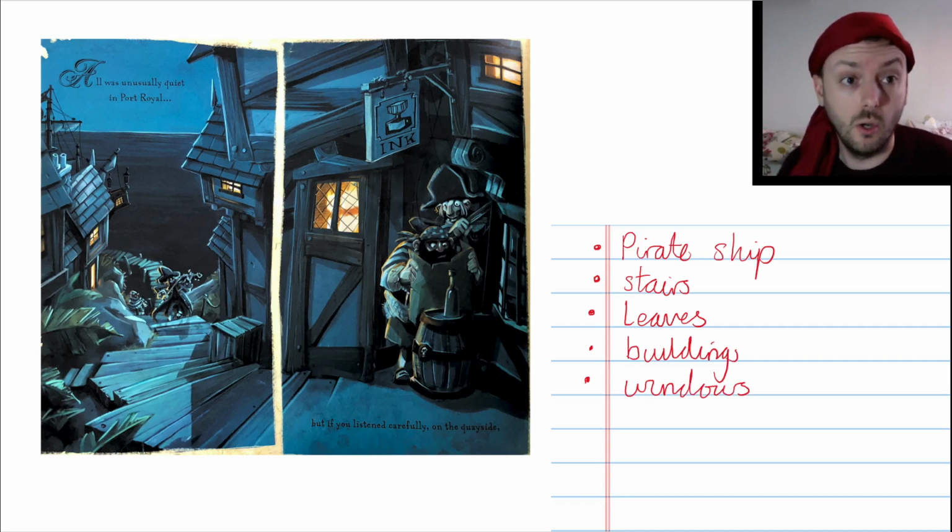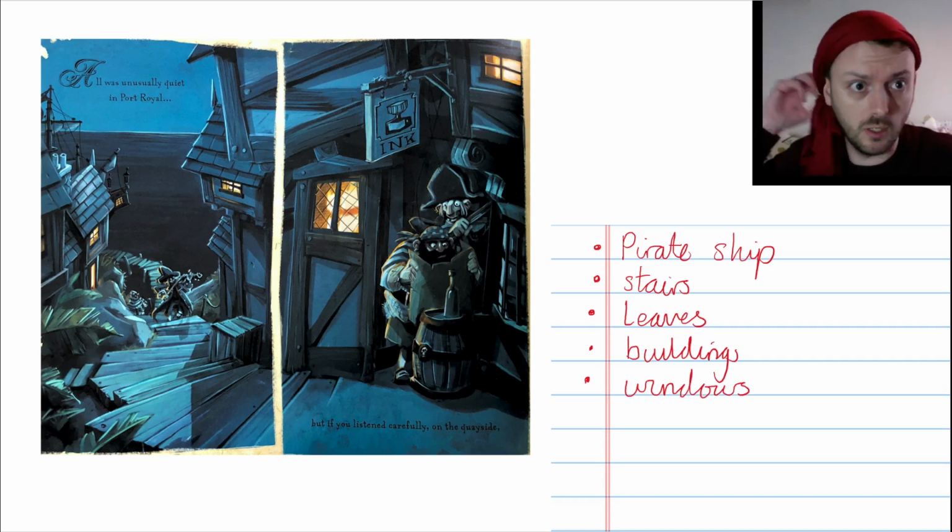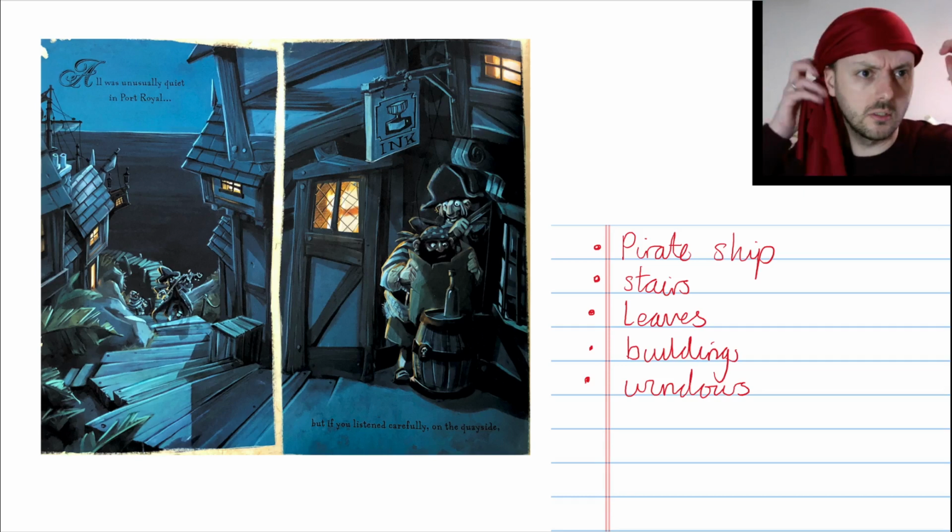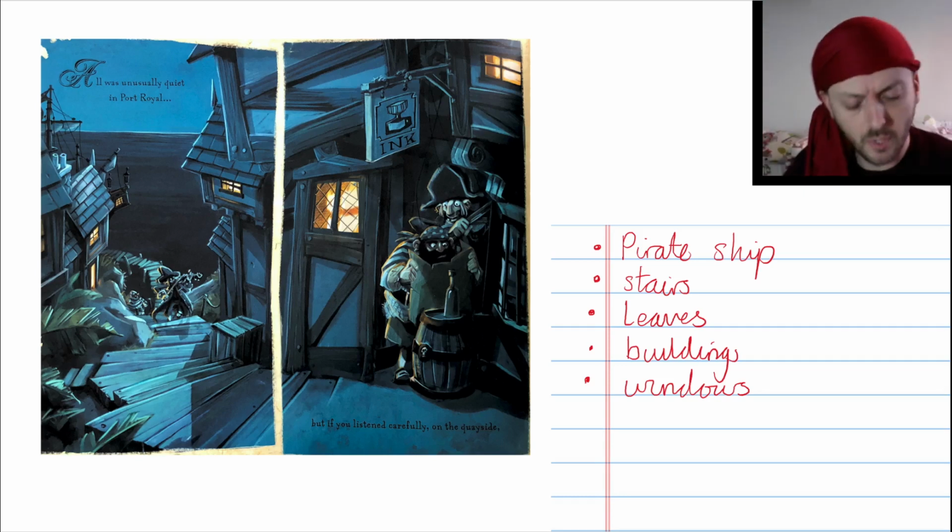They draw your attention. Oh, pirate hat again, just in case you're wondering why I look so strange. It's doing the theme.